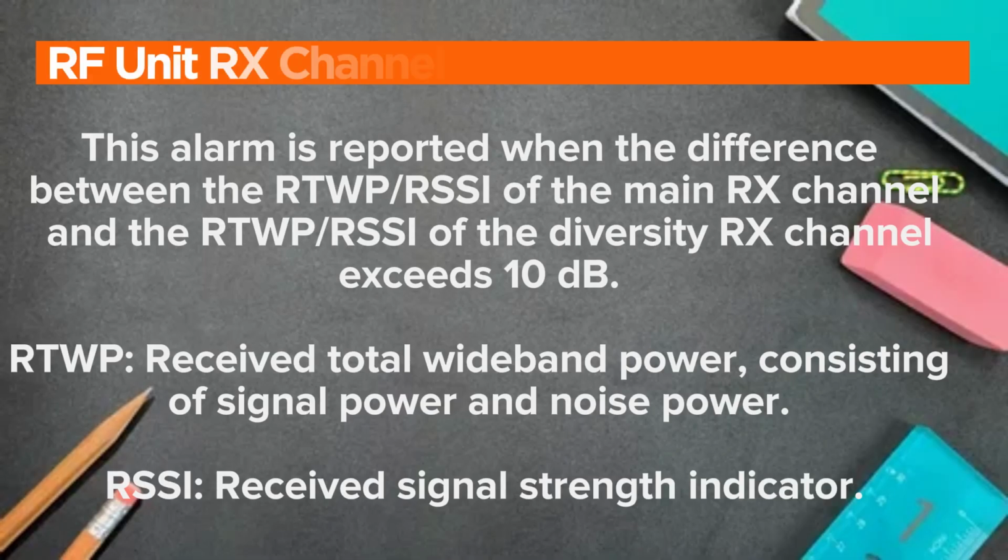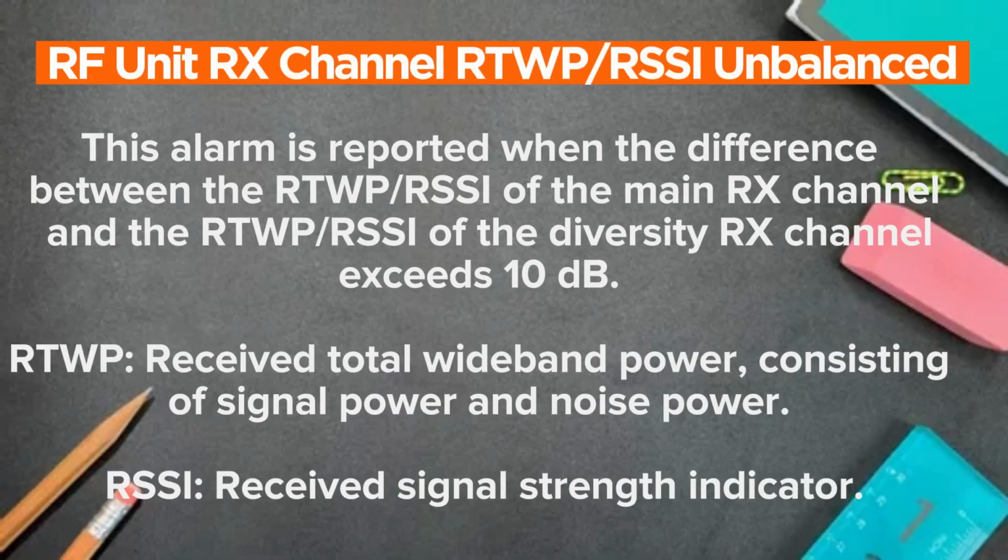This alarm is reported when the difference between the RTWP, RSSI of the main RX channel and the RTWP, RSSI of the diversity RX channel exceeds 10 decibels. RTWP is received total wideband power, consisting of signal power and noise power. RSSI is the received signal strength indicator.